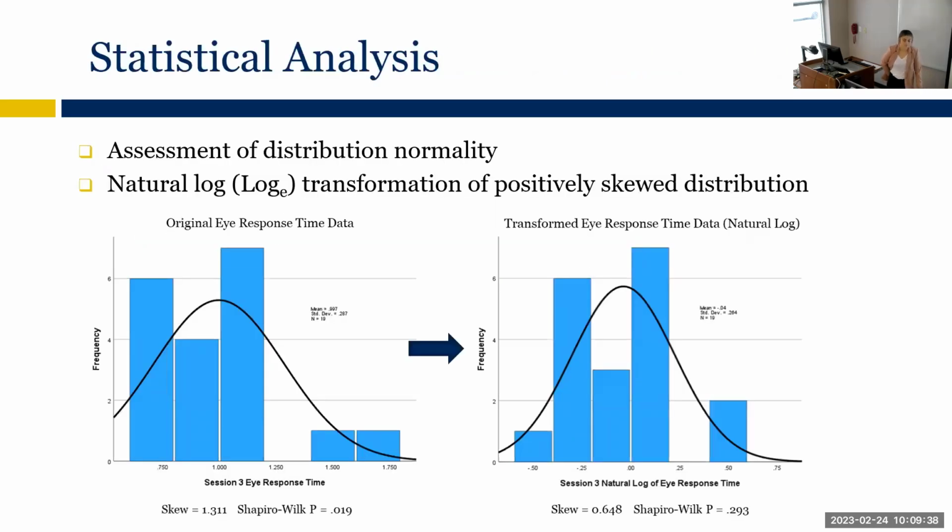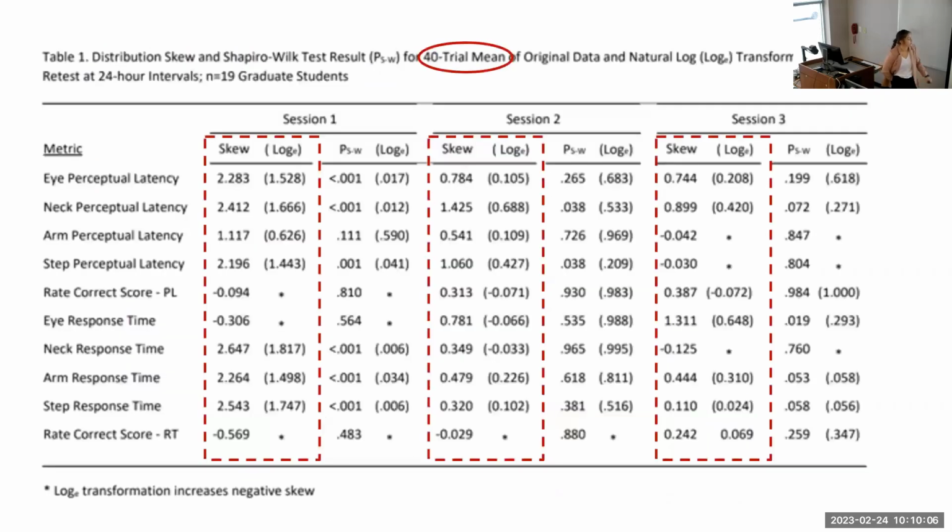And then we assessed the distribution for normality, and if it had a positive skew, that's what it looked like on the left. And then after the transformation is what it looks like on the right. As you can notice at the bottom on the left, the Shapiro-Wilk value is less than 0.05. And then on the right, it was greater than 0.05, meaning that it no longer deviated from normality. So here in the red boxes, it shows the data before the log transformation and then the data after, and this is for the means.